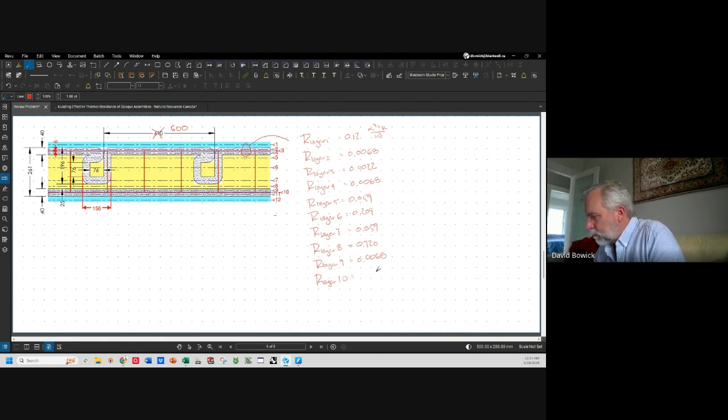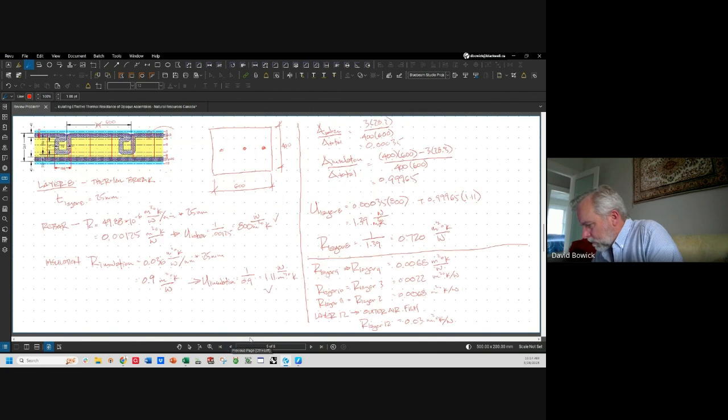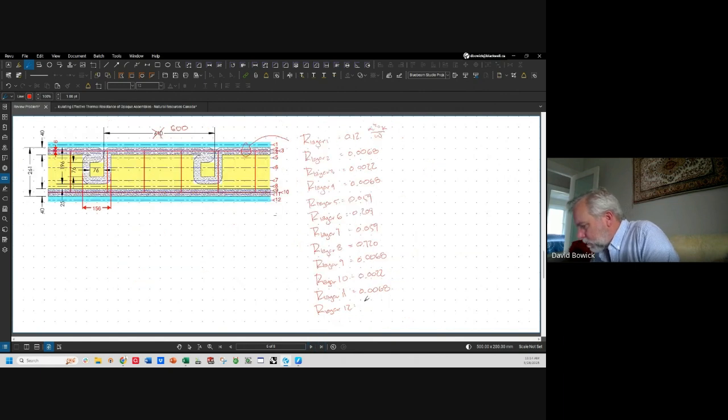R layer 10 is the same as layer 3, 0.0022. R layer 11 is 0.0068, the same as 9. R layer 12 is 0.03. That's our outer air film.